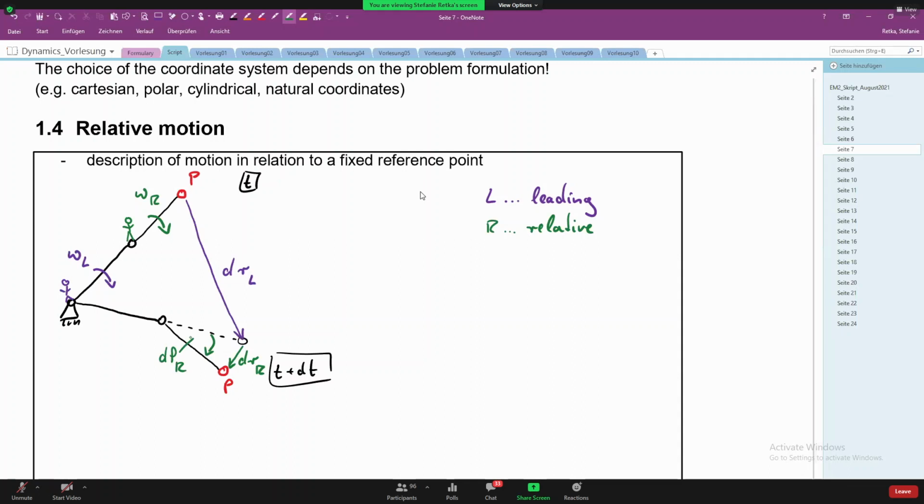Now combining these two, standing or non-moving observer and moving observer, leading and relative motion, when I combine the information that these two people observe and are able to describe mathematically, then I'm able to describe the absolute motion. And the absolute motion is the change in position from the red point to the other red point, dr. Red, no index, that's the absolute motion.